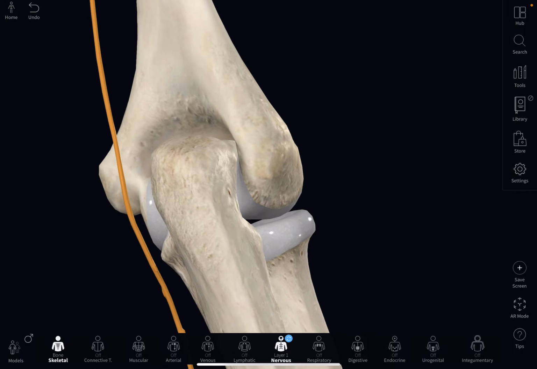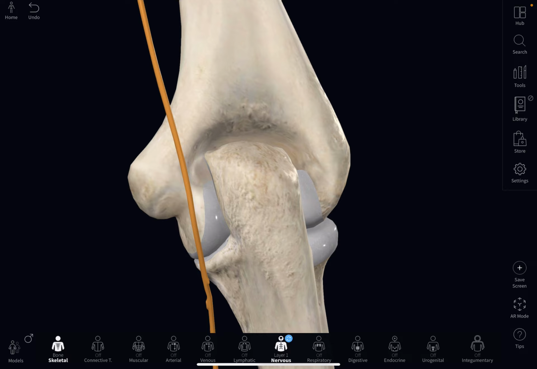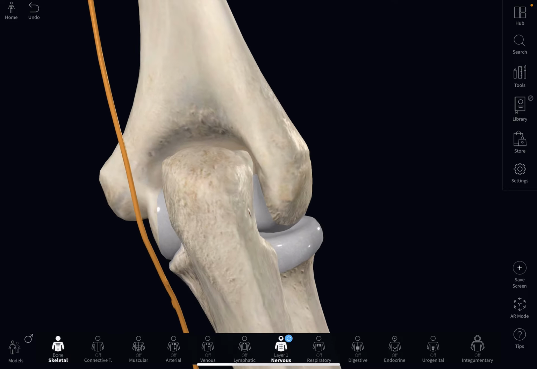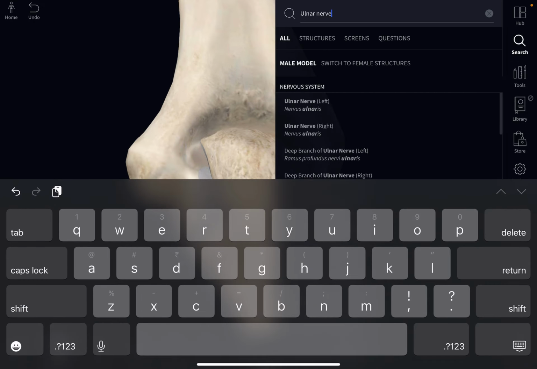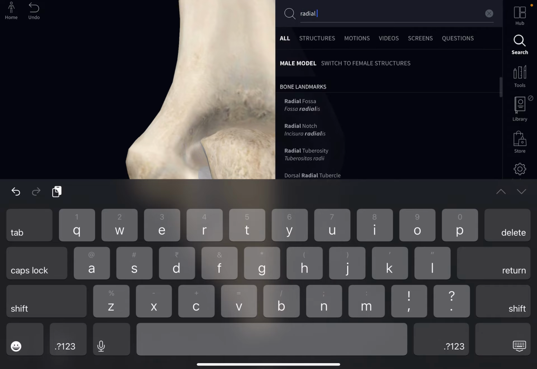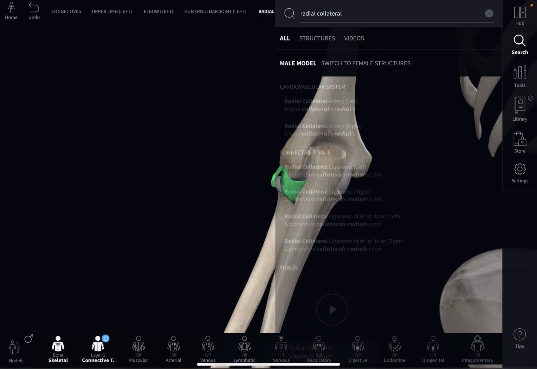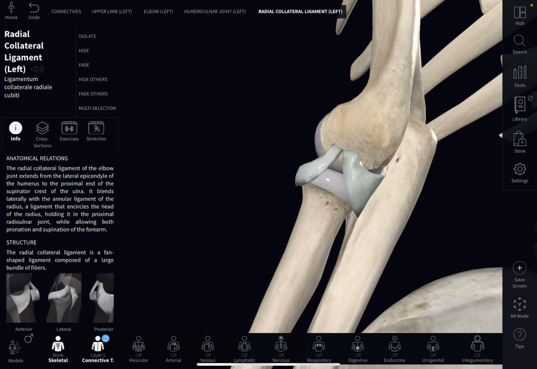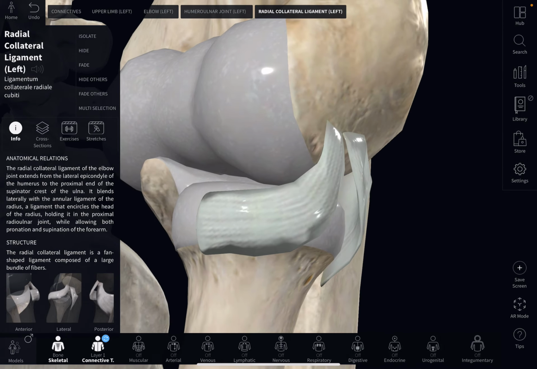And the tip of the lateral epicondyle gives attachment to the radial collateral ligament. So the radial collateral ligament is a ligament of the elbow joint. Let me remove the nerve and let me add the radial collateral ligament. Yes, radial collateral ligament is here. This is the radial collateral ligament. You can see it is attached to the tip of the lateral epicondyle.